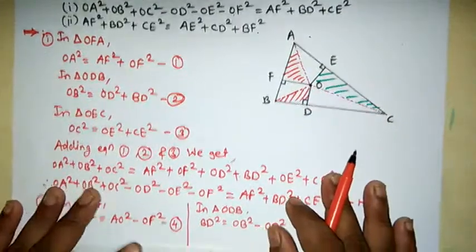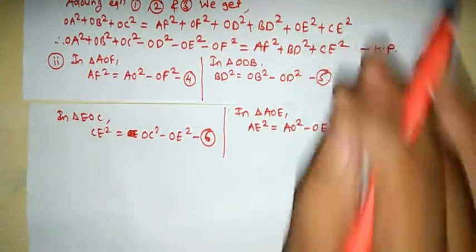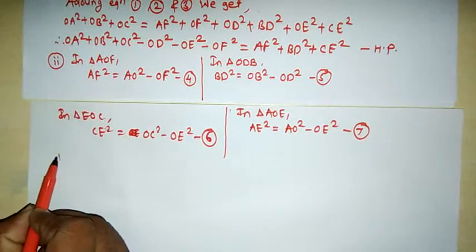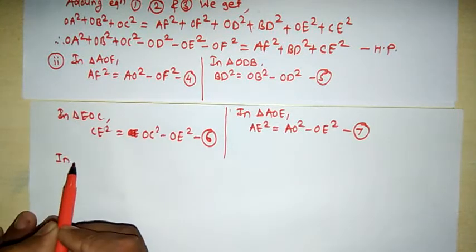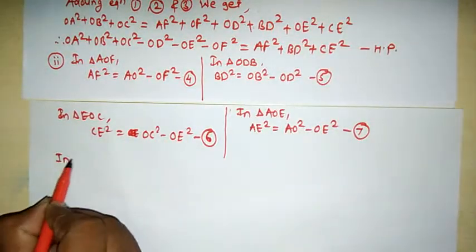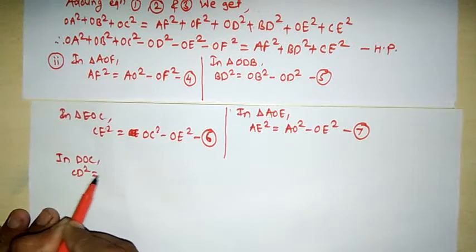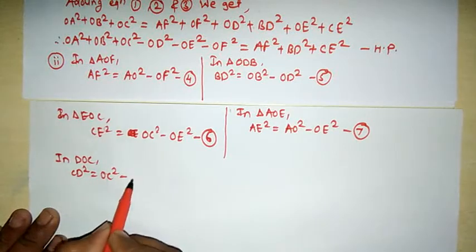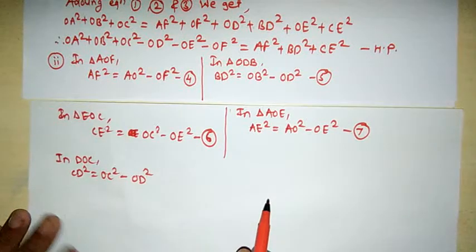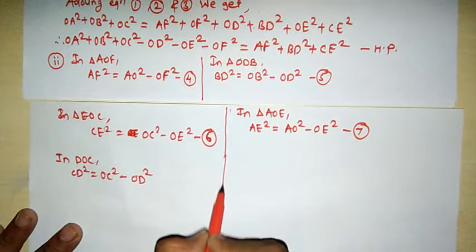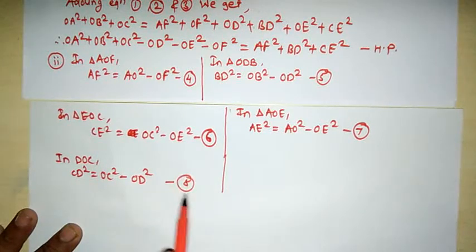I will write both of these. See here, in triangle DOC, CD square is equal to OC square minus OD square. Mark it as equation number 8.